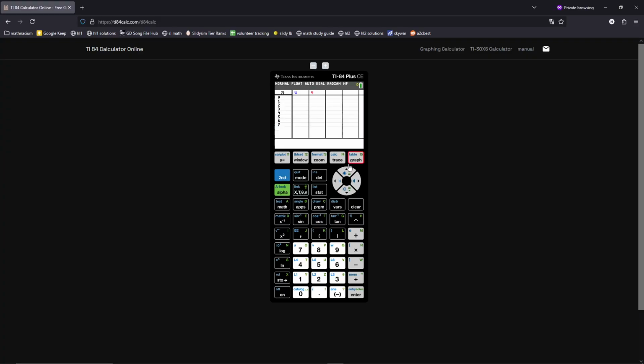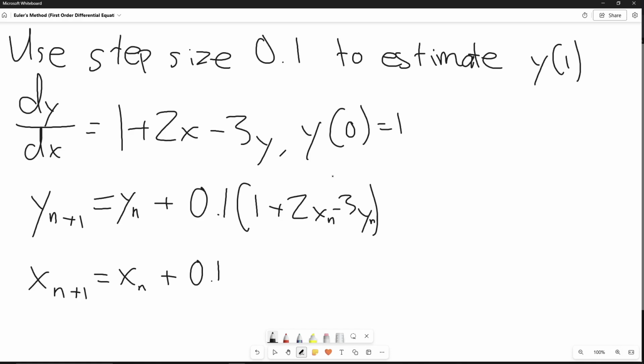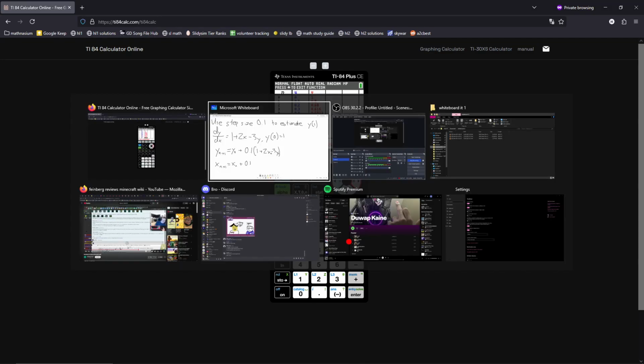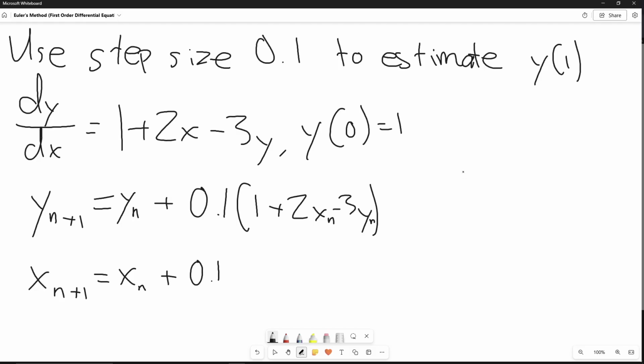And then we go to table, and then we go to where we need y of 1, which is when u equals 1, and that value is 0.803. So 0.803 is our final answer for this problem.